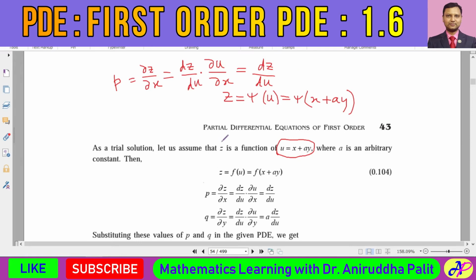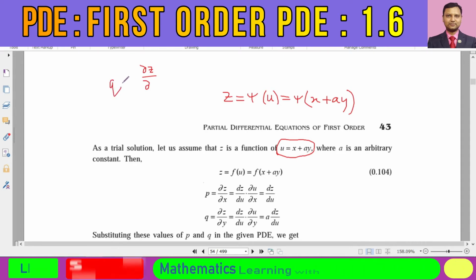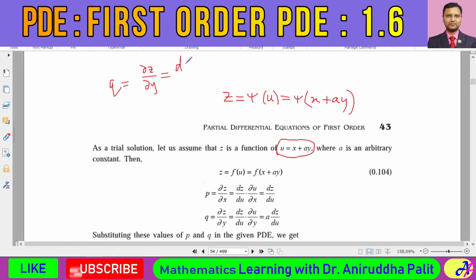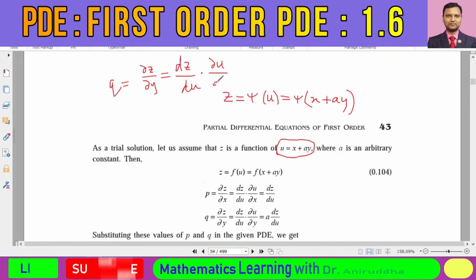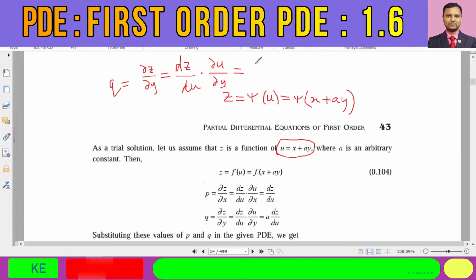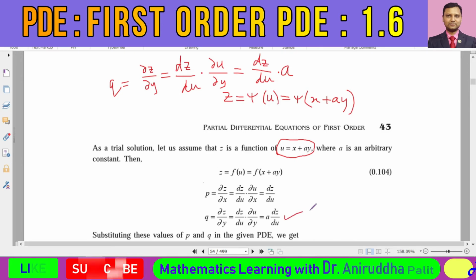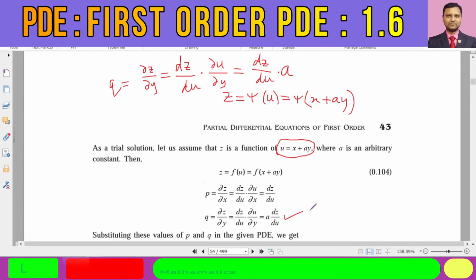Similarly, whenever we differentiate this relation with respect to y, in that case you see q is equal to ∂z/∂y, and that quantity ∂z/∂y can be written as dz/du multiplied by ∂u/∂y. This dz/du remains there, multiplied by ∂u/∂y, and whenever u is differentiated partially with respect to y, we will have small a. So this is the relation: q is equal to a into dz/du.